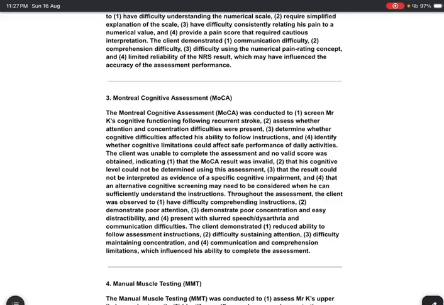I would recommend an alternative cognitive screening assessment such as the MMSE or SLUMS when Mr. K is able to understand the assessment instructions sufficiently.